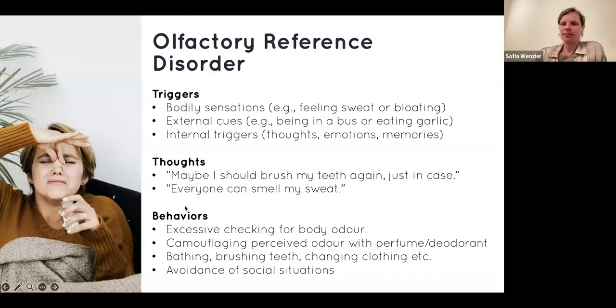So that would be an example of olfactory reference disorder, which I have to admit I don't have clinical experience with. This is a disorder that was not included in the DSM, and was only included in the ICD-11, which came out in 2022. So it's very new. We don't have a lot of information about it.